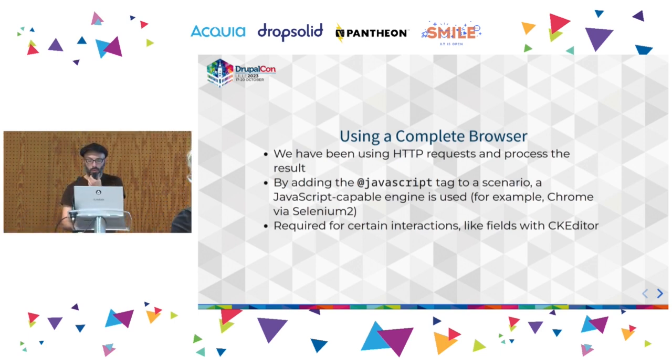Let's check how to use a complete browser, because what we have been using until now is just an HTTP request and processing the result. But sometimes you need a full browser. With Behat you get this using the JavaScript tag. If you add the JavaScript tag to a scenario, a JavaScript capable engine is used. Usually, it's, for example, Chrome with Selenium 2. It's great because you have a complete browser and you can do many types of checks.